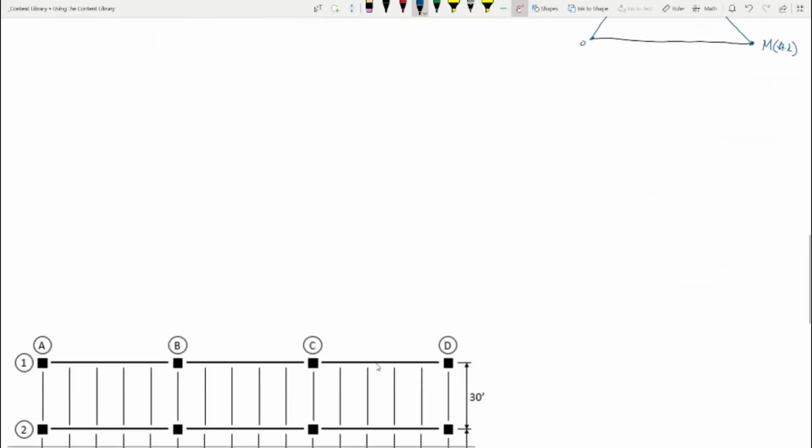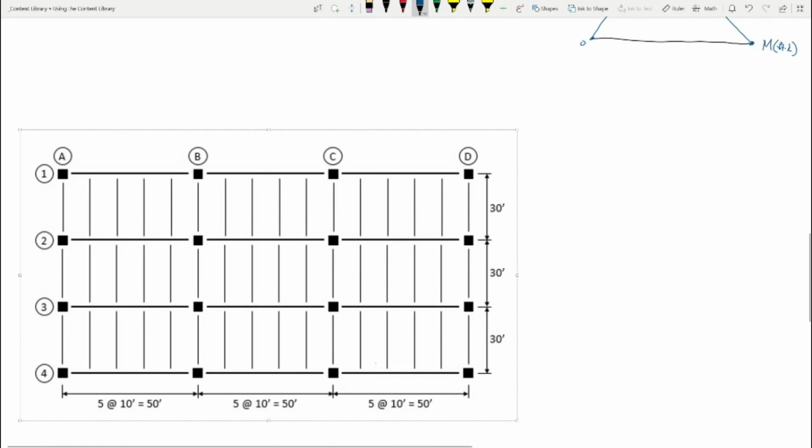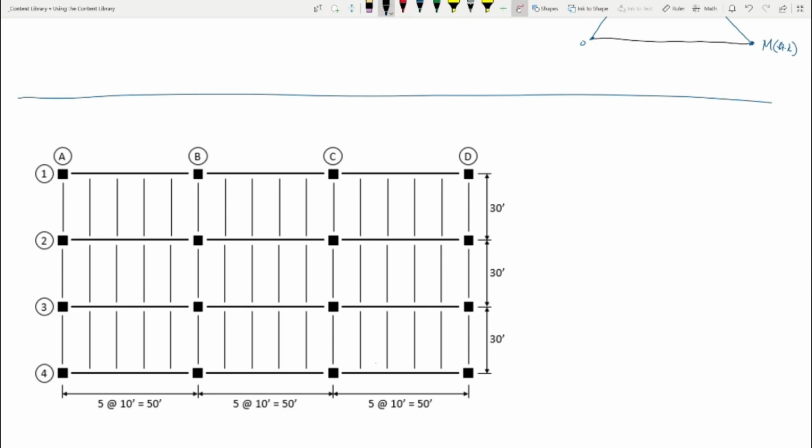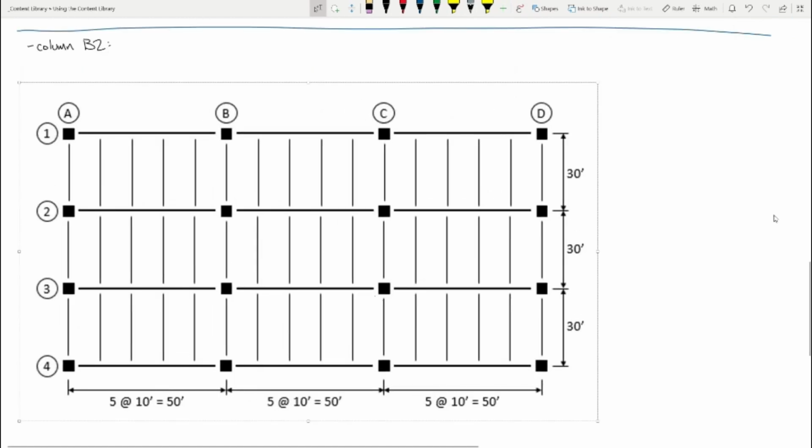Okay, but I wanted these data points right here because I want to show you what happens with the column. So let me drag this up here. Okay, so let's consider the column. Which column did we pick? B2? Okay, so treating it with point loads gives you a nice little analogy here at the end. So here's column B2 right here.